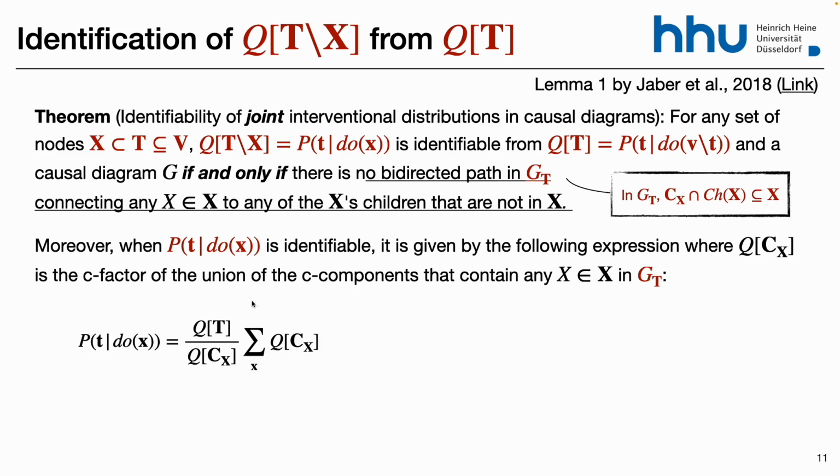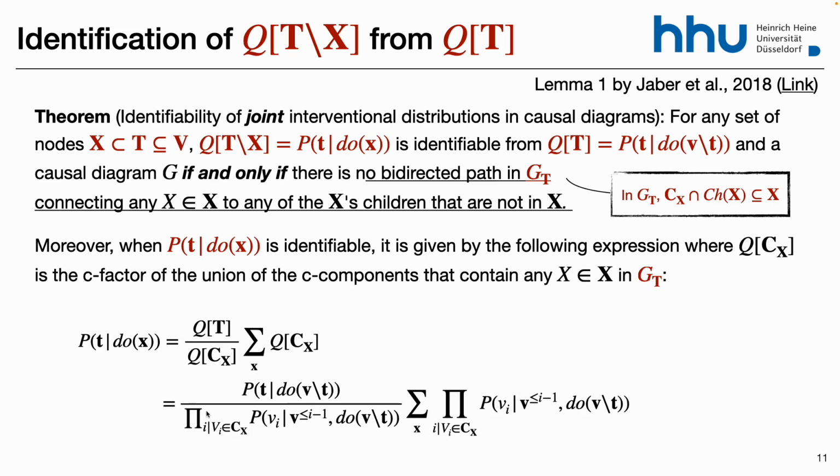Here we showed that the probability of V given do X was this, but in the numerator was QV. Now it's QT. That's the only difference. And it's the same expansion using these probabilities: the conditionals of all variables given all the others that come before. But now, since we are under QT instead of QV, which represents an intervention on do V minus T, all the distributions here are the probabilities under do V minus T.